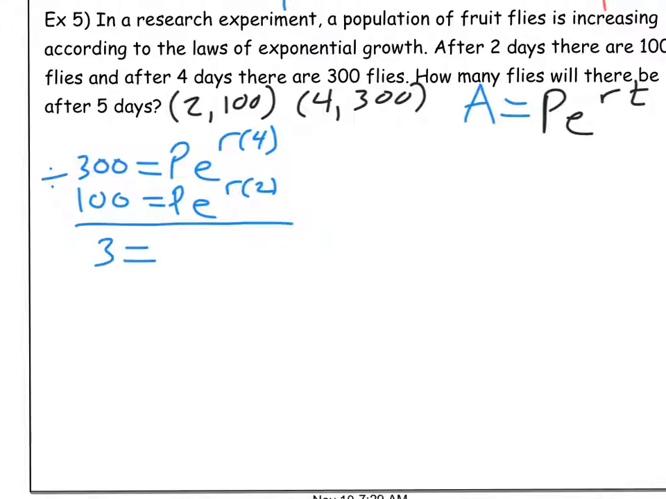For our constants at the end, we would get 3. Anything divided by itself is 1, so it's essentially like the p's cancel, and I'm saying that's the original population. I've got 2 terms. They're both base e. I would subtract the exponents. 4r minus 2r is 2r, and we're left with that. Okay?